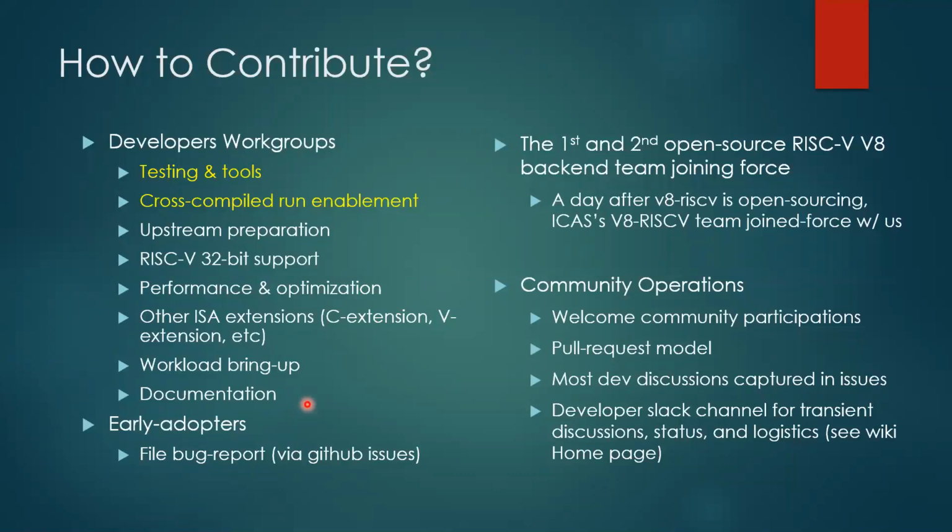I do feel that V8 is a great software architecture, but the documentation side is a little bit light compared to the other infrastructures. So these are for developers. If you're interested in any of the work groups and feel you have something to contribute, you can join our Slack channel. That's where a lot of the transient discussions, questions, status, or logistics are happening. If you are just a user, not a compiler person, and you just want to use V8, the best way you can help is to follow our instructions to build and then try it on whatever you want to try, and file bug reports via the GitHub issues.